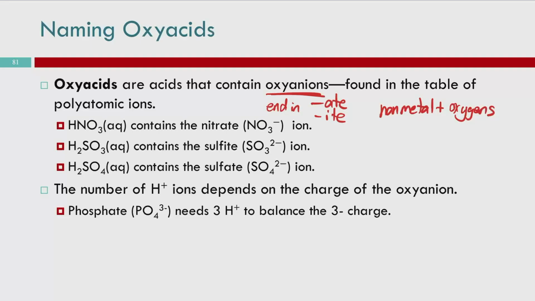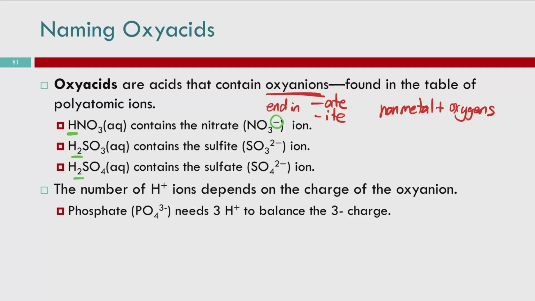And we've got a whole table of them on the top of your green sheet. So all the ATE forms are up there. For example, HNO3 contains the nitrate ion. Nitrate has a 1- charge, so we have one hydrogen in front. So again, we're balancing these charges based on the charge on the anion. Maybe if I circle that, it's a little better. Right, one negative charge.